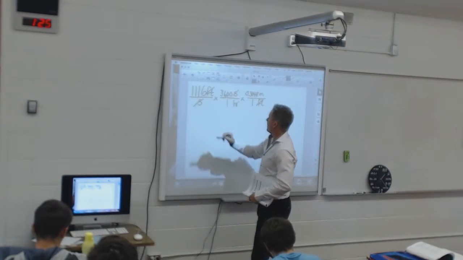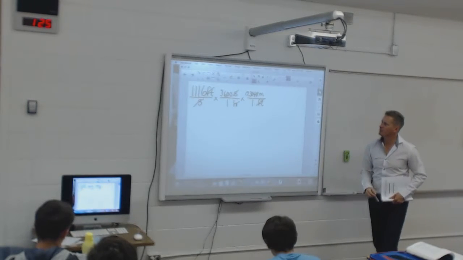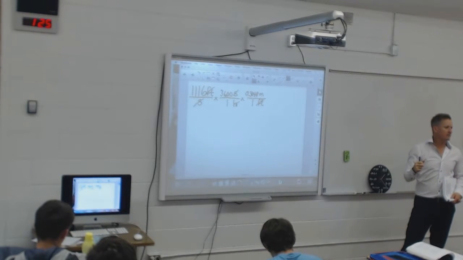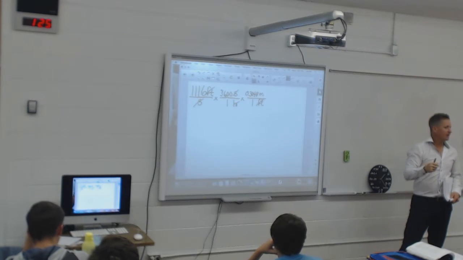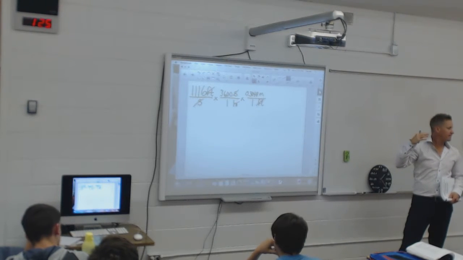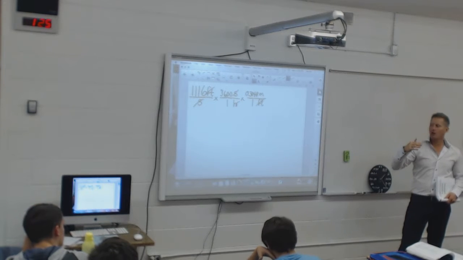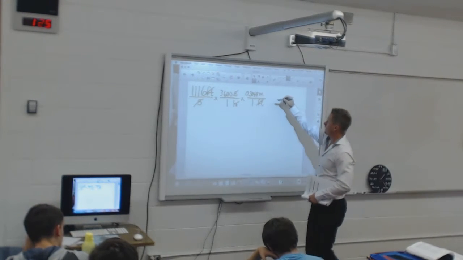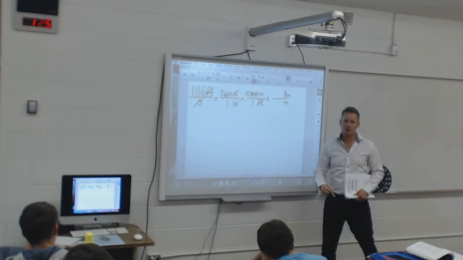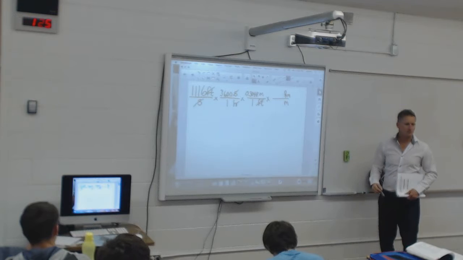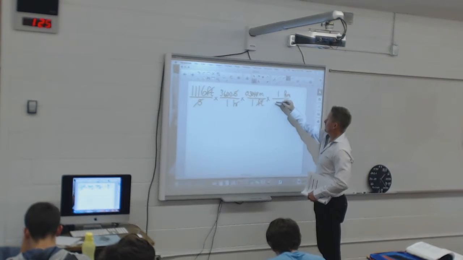what is my measurement now? My measurement now is, what are the units that are left? Meters per hour, right? But I need what? I need kilometers, so I have to change meters to kilometers. So I do one more line: I put kilometers up here and meters on the bottom. What's my ratio of kilometers to meters? 1 kilometer equals 1,000 meters.